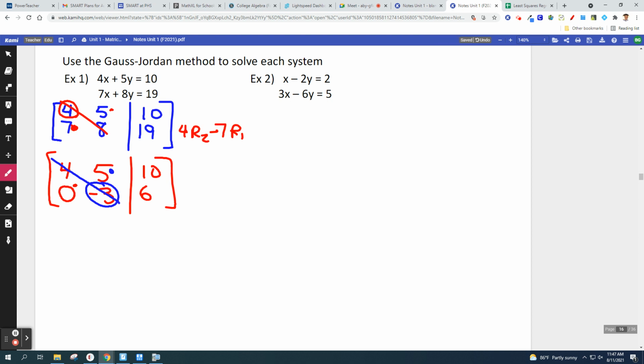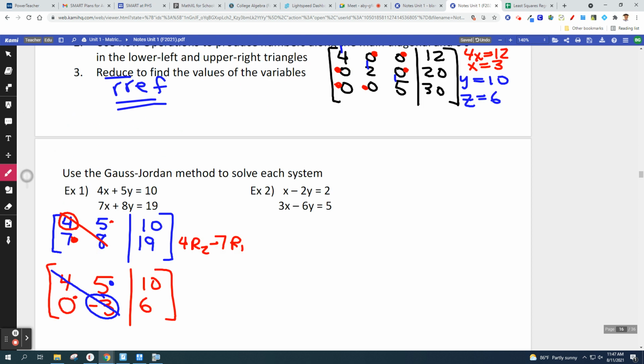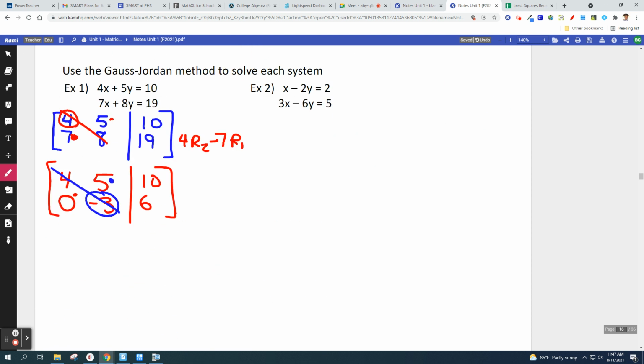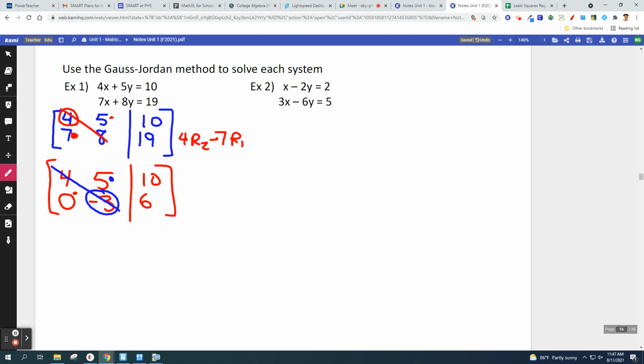Okay, wait a minute, time out. One of my row operations is I can multiply or divide by a number. It was number 2. Multiply equation by a non-zero number. And I'm going to do that just to reduce my numbers down.